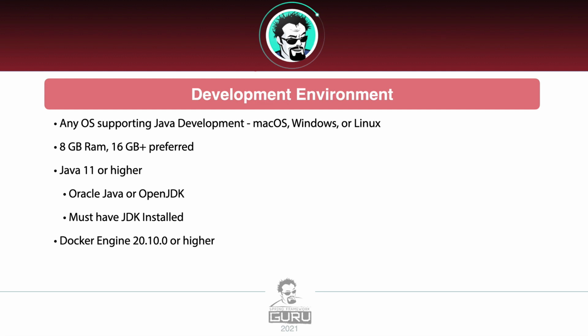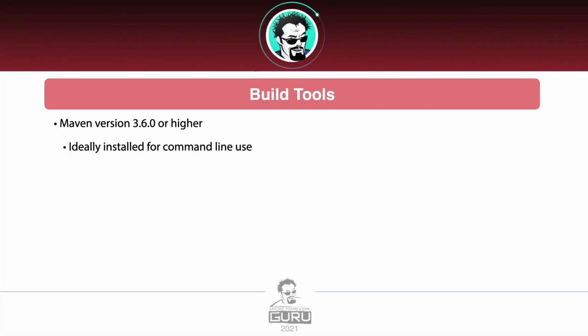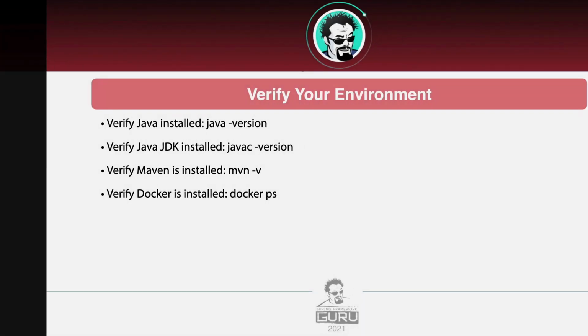Docker Engine 2.0.10 or higher is what I'm recommending for the course. And then as far as build tools, if we get into those, we'll be using Maven version 3.6.0 or higher. Ideally, you want that installed for command line use. If you have any questions about that, see the official Apache Maven documentation. They do a pretty good job of explaining that, and it does vary depending on what operating system you are using. So verify your environment.